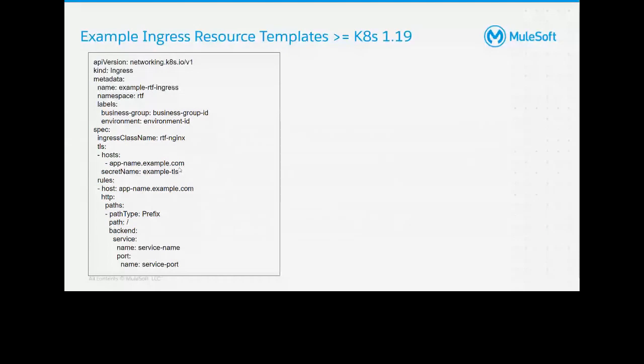The important point is to apply it in the RTF namespace and make sure that the class name has RTF hyphen prefixed. The RTF agent will now automatically create, for every Mule application that you deploy, the Ingress resource with all these rules. It will replace all the dynamic values like the business group ID and environment ID, and take care of creating the Ingress resources so that the Ingress controller can automatically route the traffic. It will know how to route the traffic.